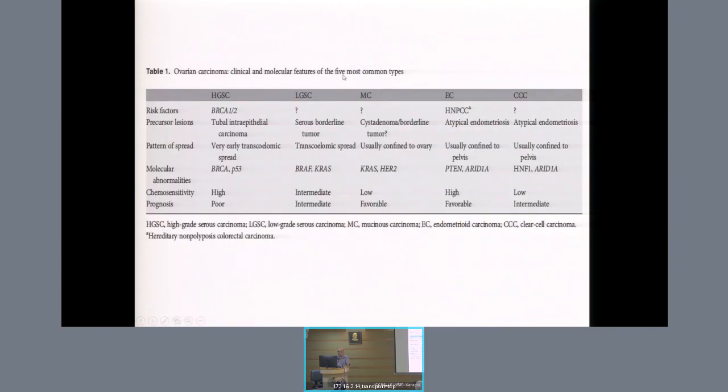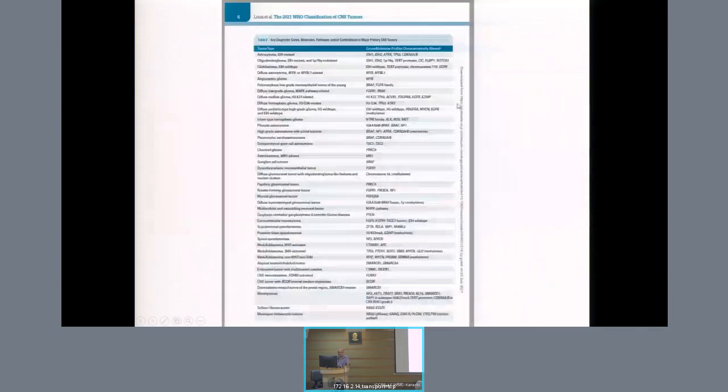This is molecular classification for ovarian cancer. There are 5 main types. This is a molecular classification for CNS, central nervous system tumor.